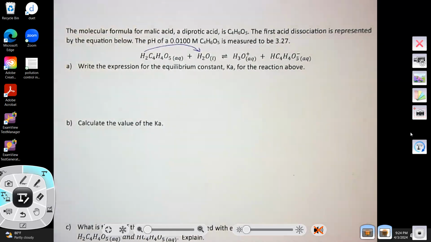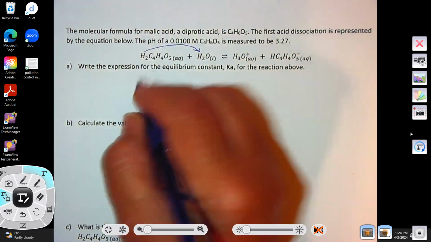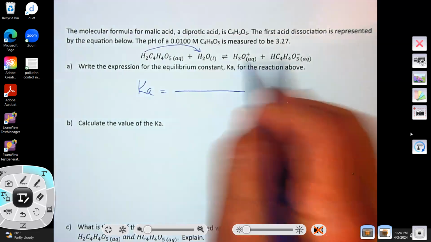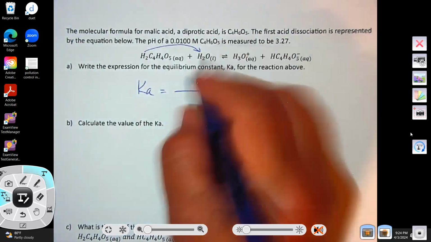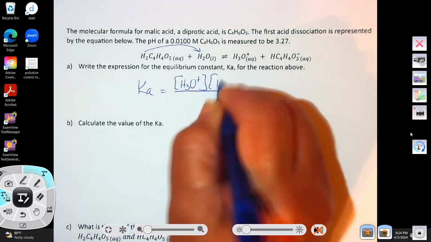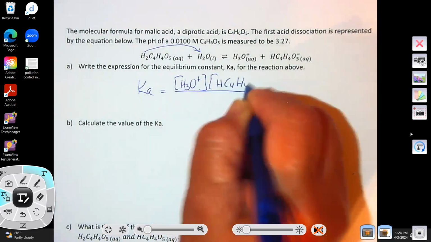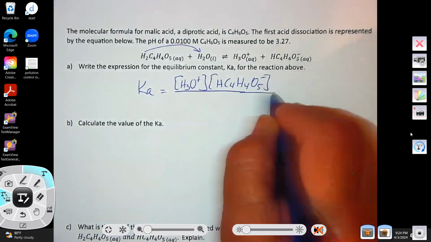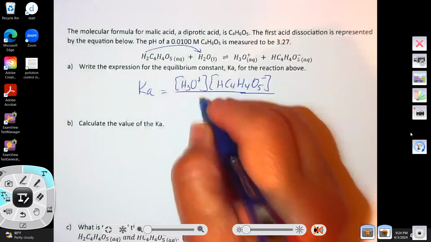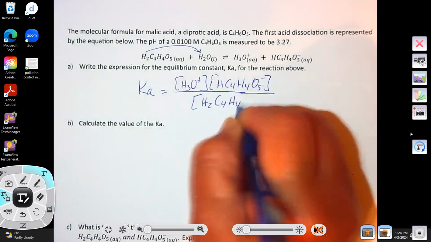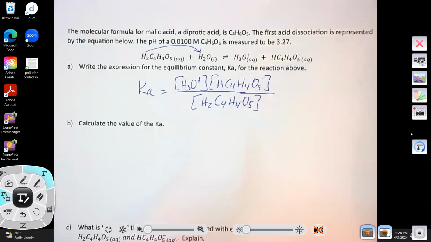Now it says, write the expression for the equilibrium constant for the reaction above. So remember, the equilibrium constant for an acid is going to be the concentration of the products, H3O+ times C4H4O5 negative, don't forget the negative charge, divided by the concentration of the acid, and water is not going to be present.